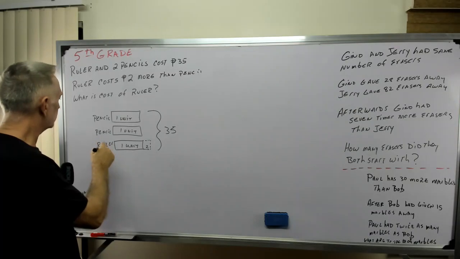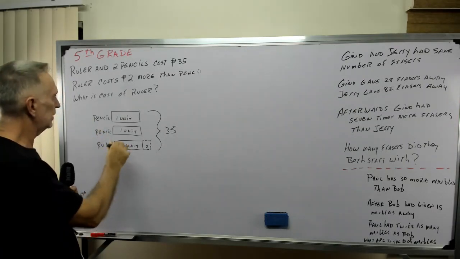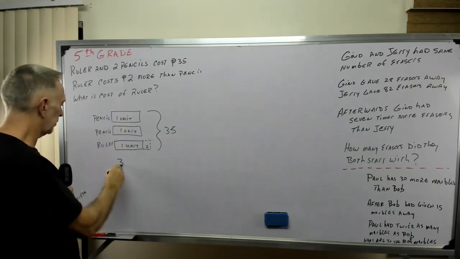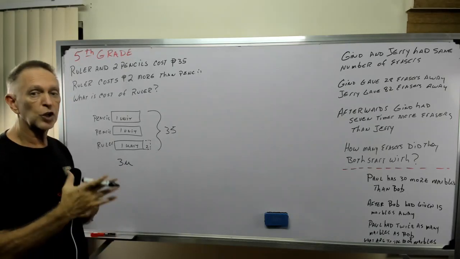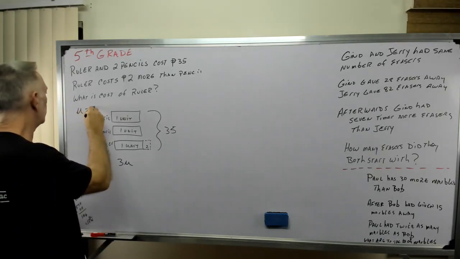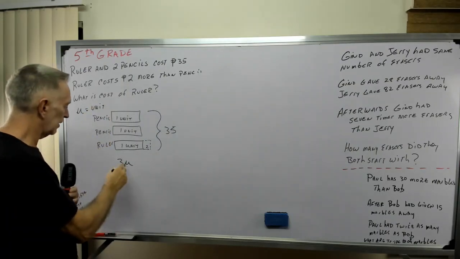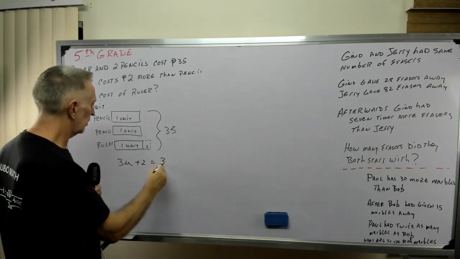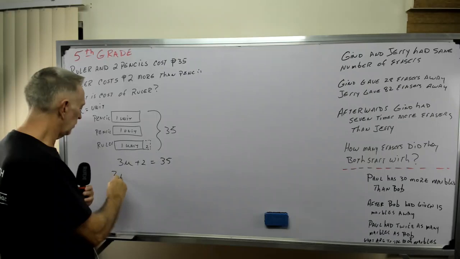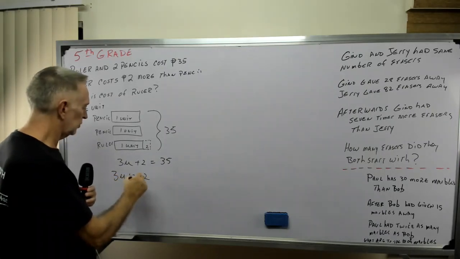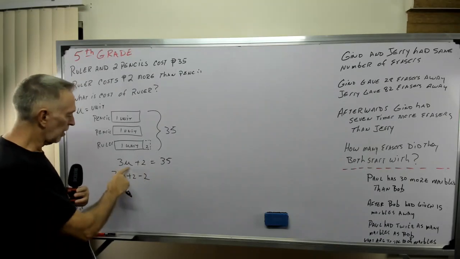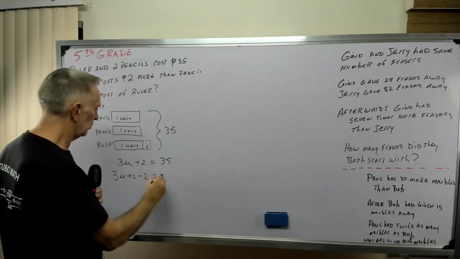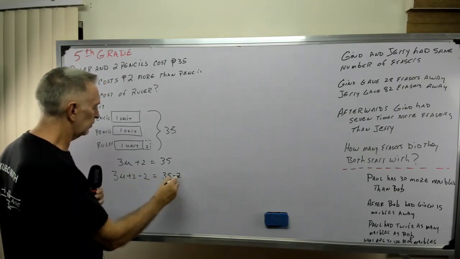All right, so having said that, pencil, pencil, ruler. If I were to add these together, I have 3 units, or 1 unit plus 1 unit plus 1 unit gives me 3 units. I'm just going to use U. I'll let U equal unit. Instead of writing the entire word out, I'll just say 3U plus 2 pesos equals 35. Well, I'm going to subtract 2 from each side. I'm trying to isolate the U, the units, okay?